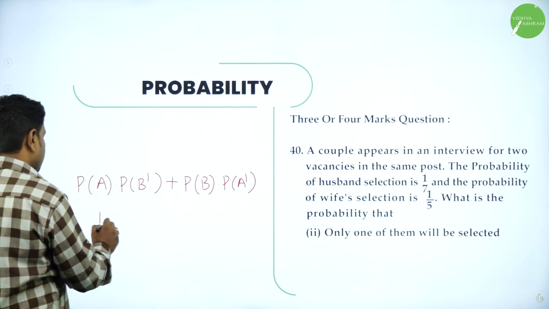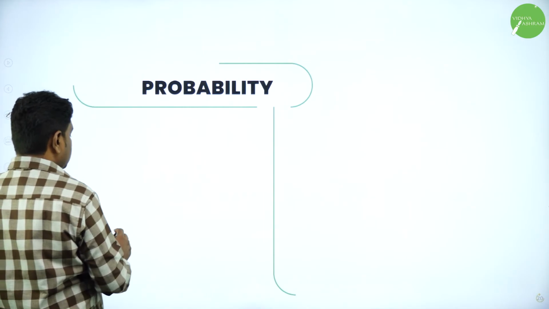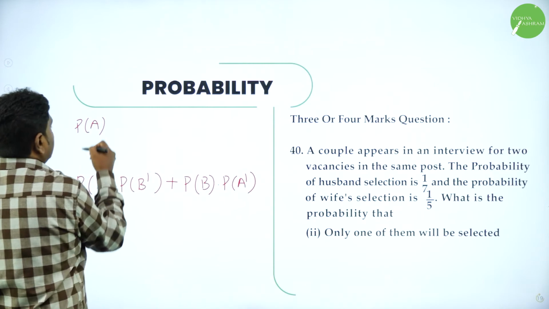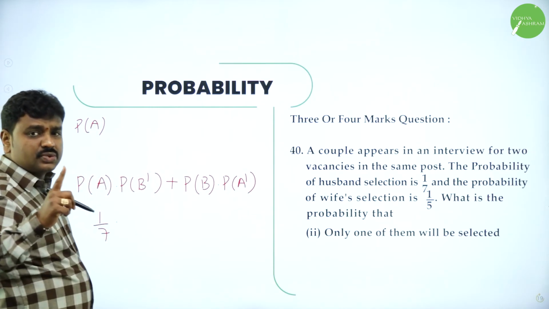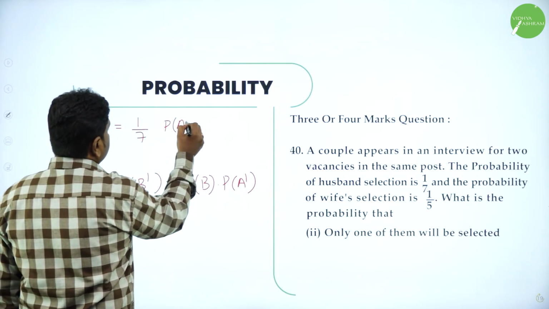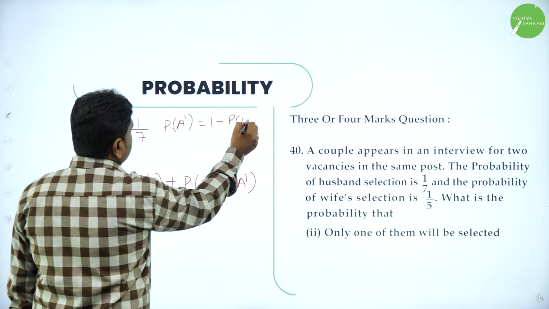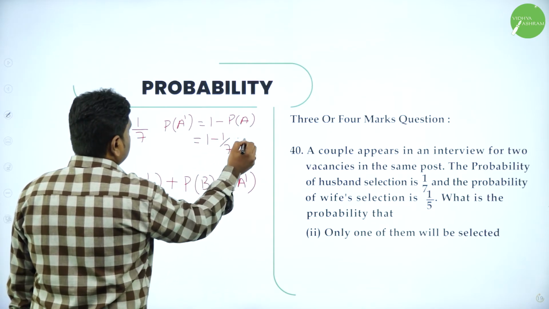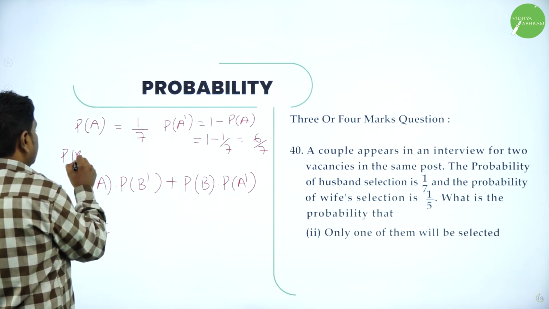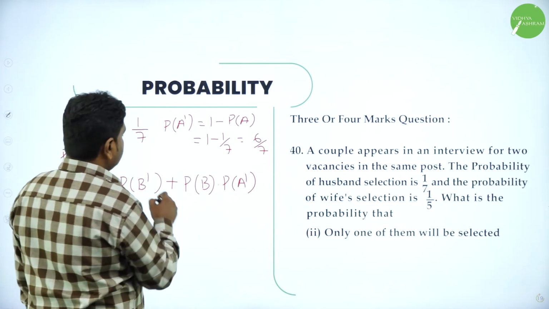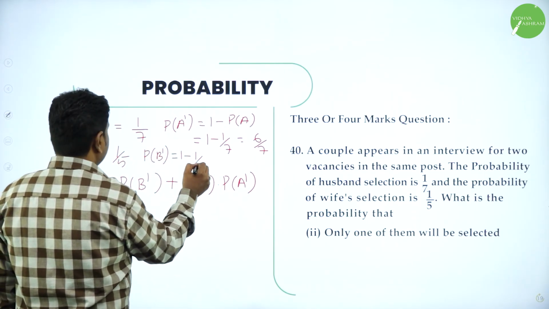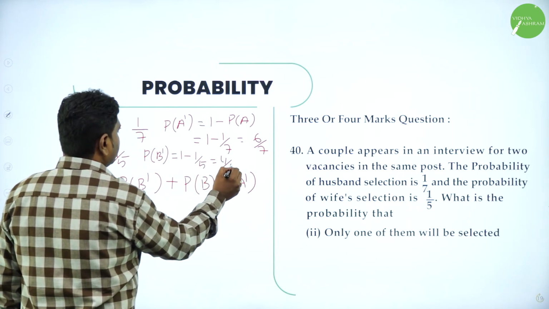See, P of A is given 1 by 7, and P of B dash we need. So first I'll write what is P of A. A means what? Husband is selected. B is wife is selected. Husband is selected, they give 1 by 7. P of A dash means, all of you know, P of A dash is 1 minus P of A. That is 1 minus 1 by 7, that is 7 minus 1, 6 by 7. P of B, probability of B is what? 1 by 5. P of B dash is 1 minus P of B, 1 minus 1 by 5 is 4 by 5.